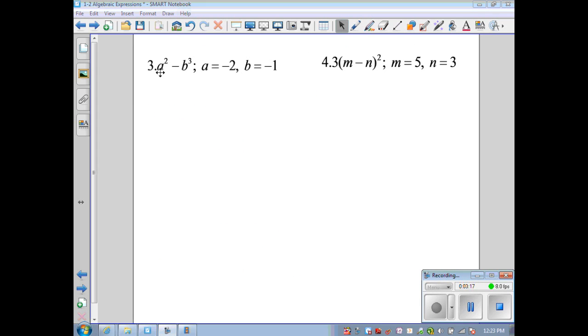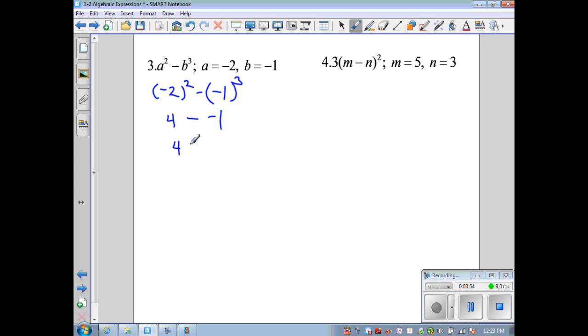Example 3: a squared minus b cubed. A is negative 2, b is negative 1. Substituting, a is negative 2, so we have negative 2, quantity squared, minus b, where b is negative 1, cubed. Simplify the exponents. Negative 2 times negative 2, since it's squared, is a positive 4. Bring down the minus sign. Negative 1 times negative 1 is a positive 1, but times a negative 1, since it's cubed, is going to give me a negative 1.